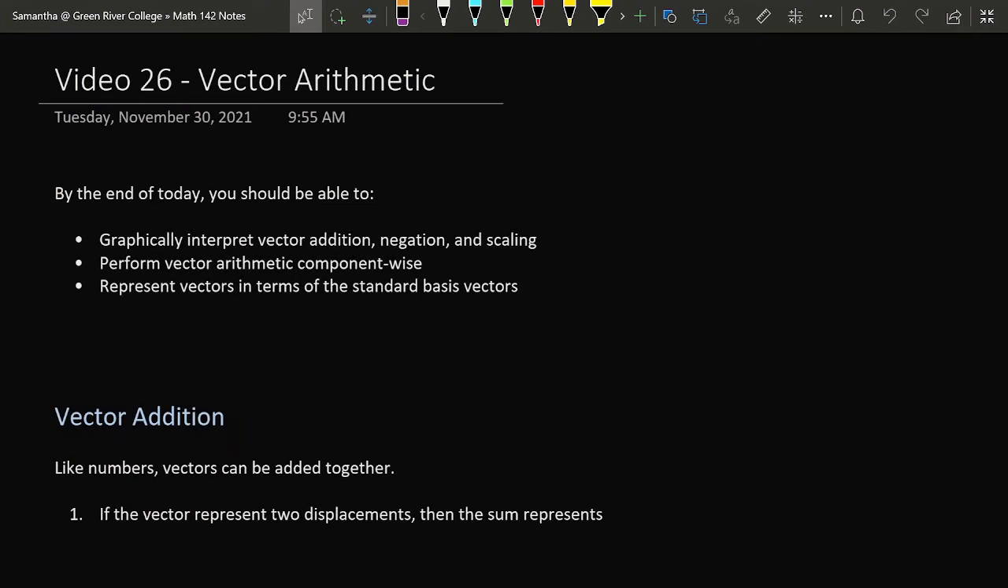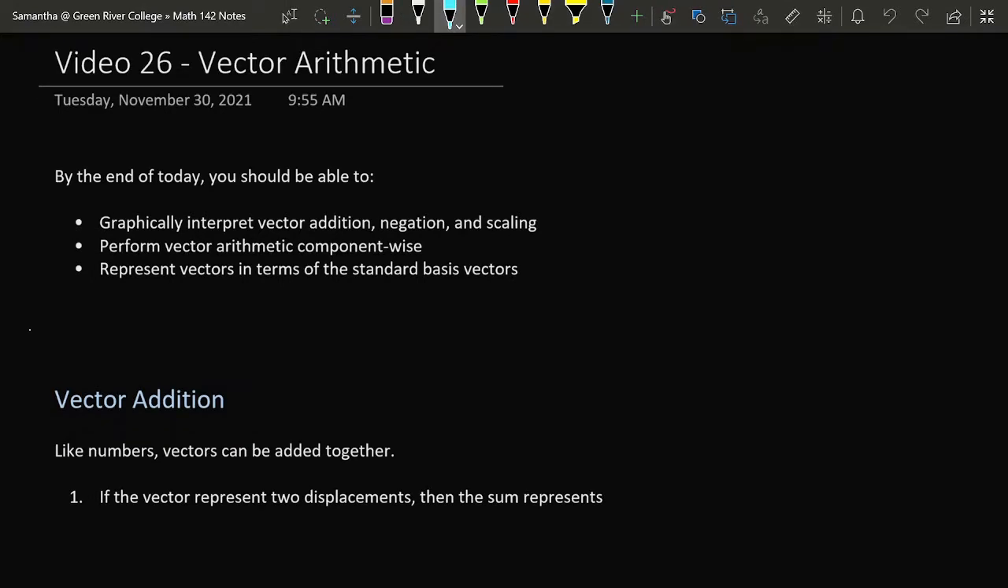Now, just like individual real numbers, just like scalars, vectors can be added together, can be subtracted, and can be multiplied by numbers. That's what we're going to do today. We're going to talk about vector addition, subtraction, and scaling. We're going to look at what those actions look like when the vector is represented graphically, and then we're going to look at what those actions look like when the vector is represented using components.